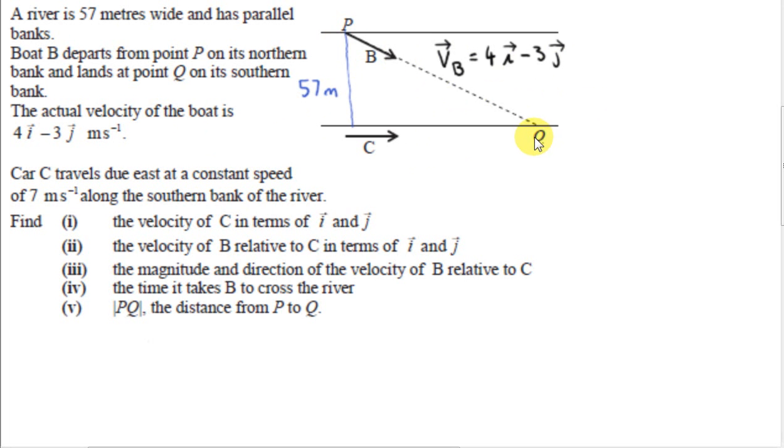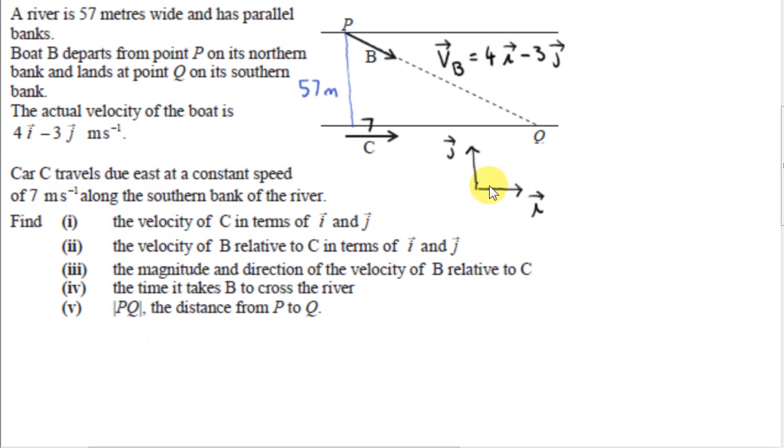bank of the river. In the first question, we want to get the velocity of C in terms of I and J. Well, we know the magnitude of this vector. It's 7 units long, where a unit refers to 1 meter per second. We're dealing with units of velocity here. Now here are our fixed axes. They're not moving with the river, they're fixed on one of the banks.